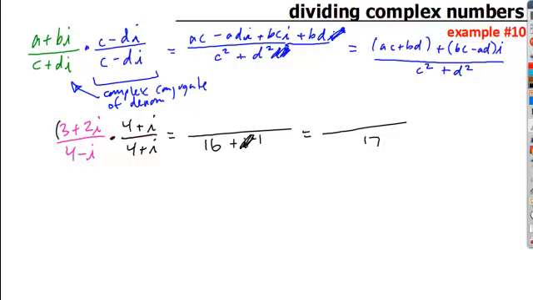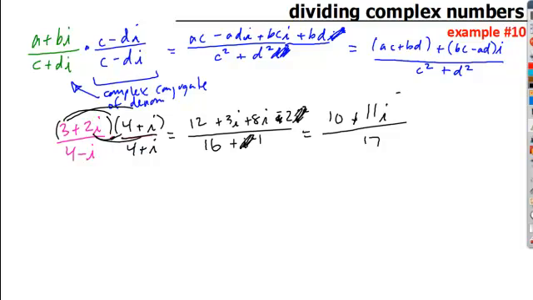And then along the numerator here, we're going to expand this by hand, by FOILing. So 3 times 4 is 12, plus 3i, plus 8i, plus 2i squared. Well, i squared becomes a -1, changes the sign. And now it's a matter of combining: 12 minus 2 is 10, and 3i plus 8i is 11i. And so this right here is your answer.